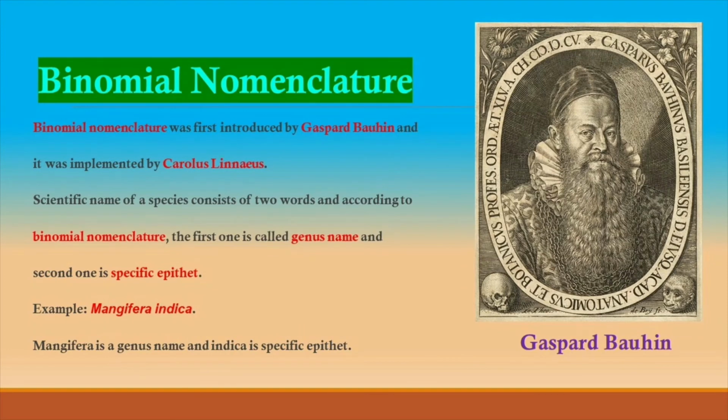Binomial nomenclature. Binomial nomenclature was first introduced by Gaspard Bauhin and it was implemented by Carl Linnaeus. The scientific name of a species consists of two words, and according to binomial nomenclature, the first one is called the genus name and the second one is the specific epithet. Example, Mangifera indica. Mangifera is a genus name and indica is a specific epithet.